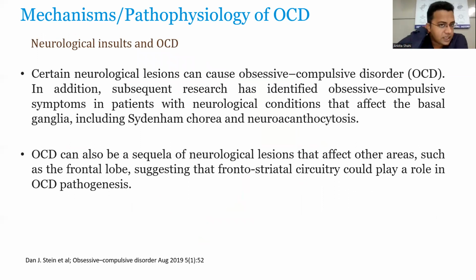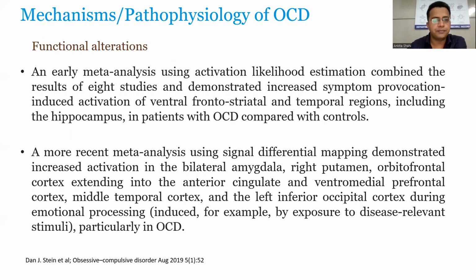Now, neurological insults and OCD. Certain neurological lesions can cause obsessive compulsive disorder. In addition, subsequent research has identified obsessive compulsive symptoms in patients with neurological conditions that affect the basal ganglia, including Sydenham chorea and neuroacanthocytosis. OCD can also be a sequela of neurological lesions that affect other areas such as the frontal lobe, suggesting the frontostriatal circuitry could play a role in OCD pathogenesis.